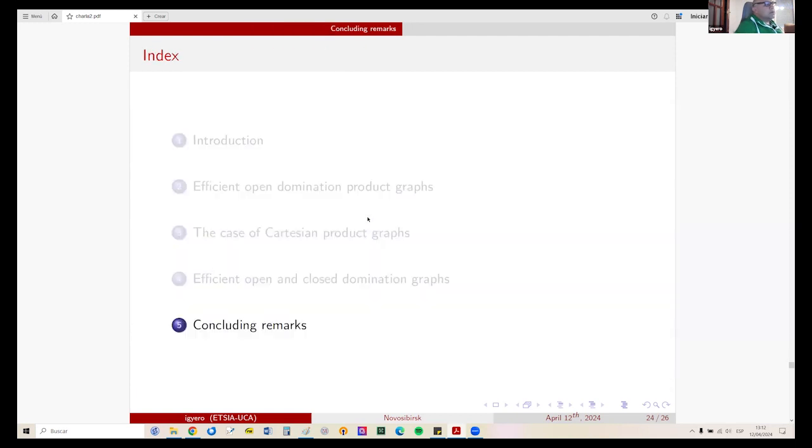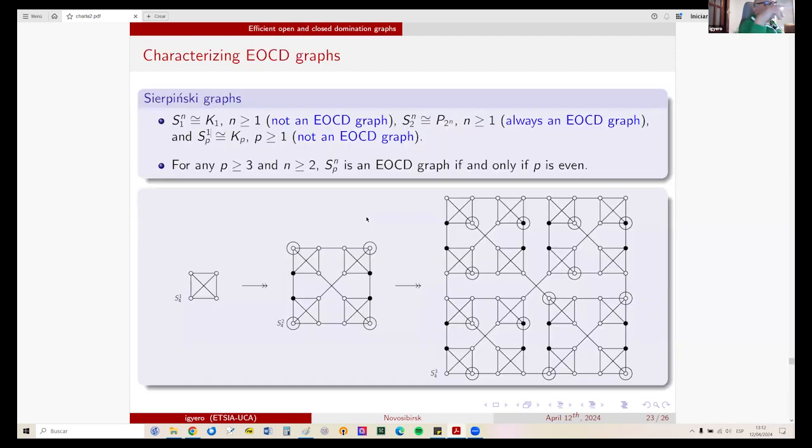So there were a few other results on some graphs about this efficient open closed domination graph, but not many. If I am not wrong, I have not seen too much more about it. I haven't seen any continuation of this work in which graphs which are efficient open closed domination graphs are considered.